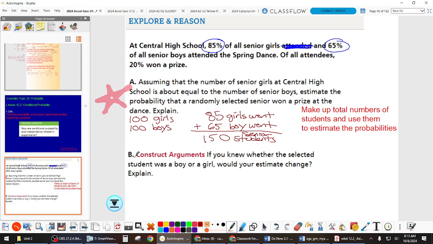So what's the likelihood that a senior won a prize? We don't know how many other grade levels went. Honestly, I suppose it's 9th through 12th, but it could be 10th, right? We used to have that Fruita Monument, which was only 10th through 12th. But anyway, 20% won a prize, it says. Of all attendees, 20% won a prize. So what's the probability that a randomly selected senior won a prize? How many seniors potentially won a prize?